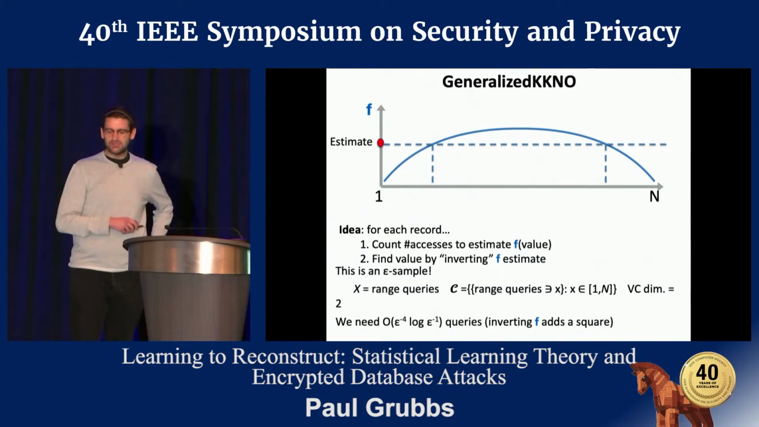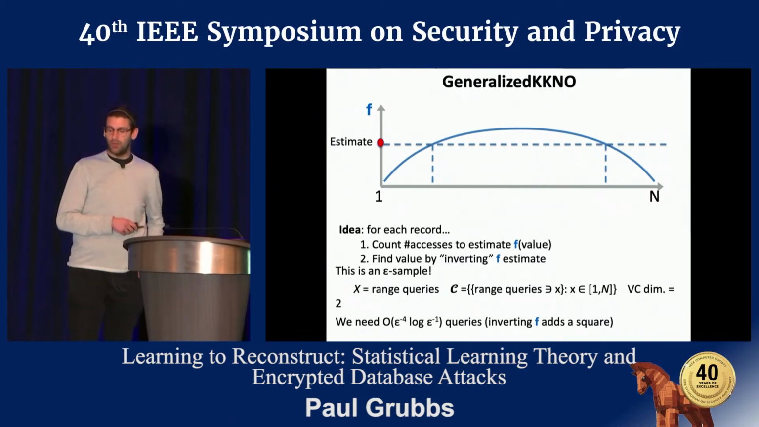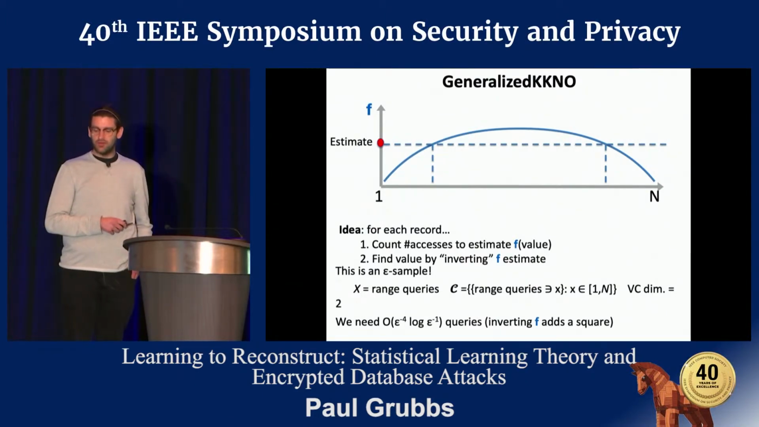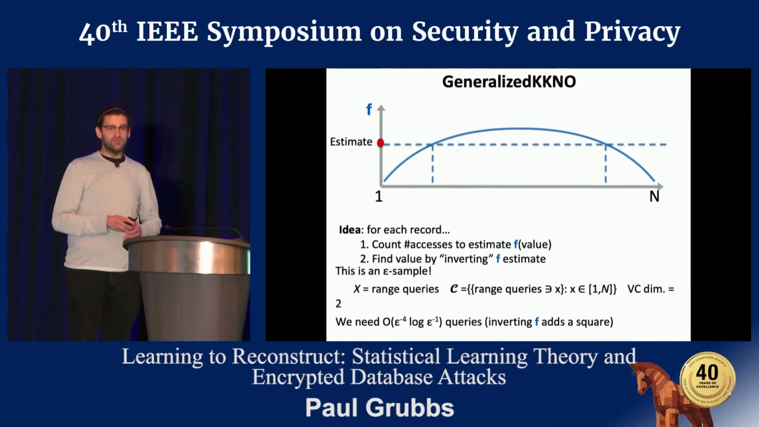So we can apply this nice theorem pretty much directly to analyze the query complexity of this generalized KKNO attack. We just need to define the sets X and C. So for X, we'll take the set of all range queries on 1 through n. And for C, we'll define for each value in 1 through n a set for the range queries that contain that value. The VC dimension of this set is 2. So by applying the epsilon sample theorem, we get that the query complexity is epsilon to the -4 log epsilon.